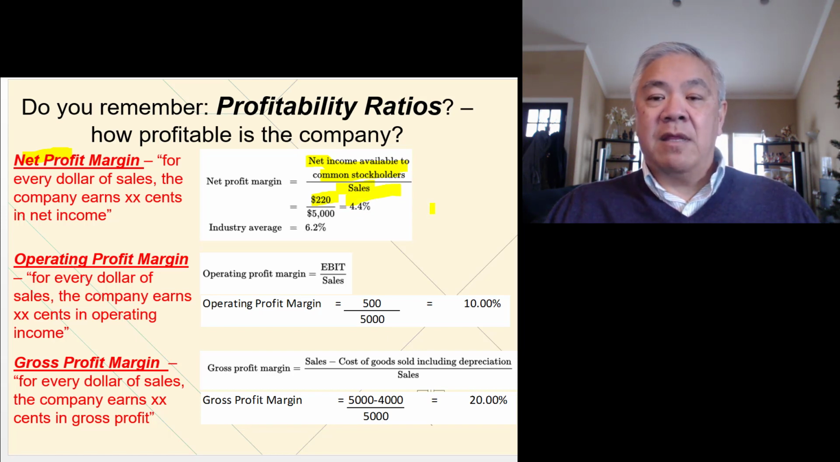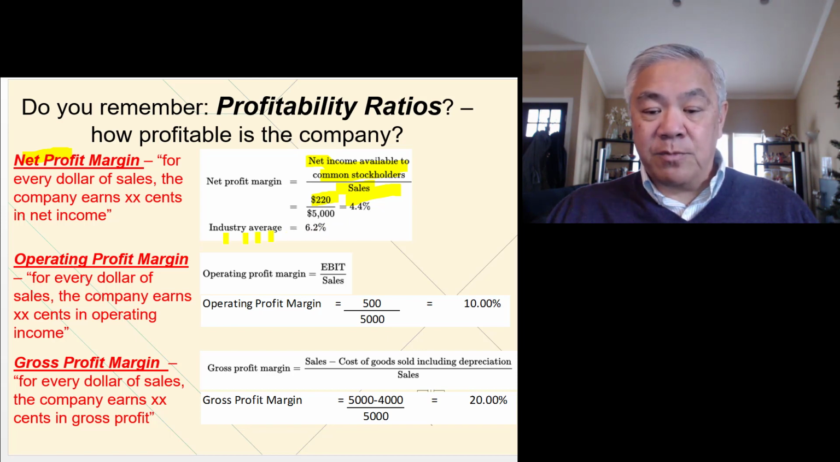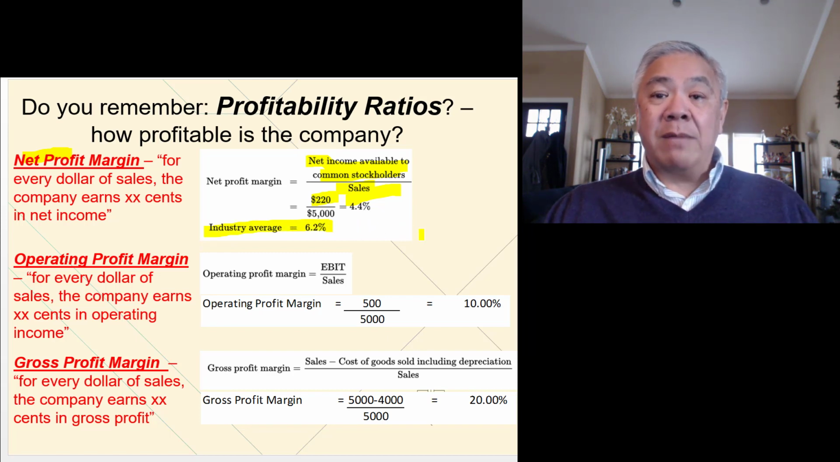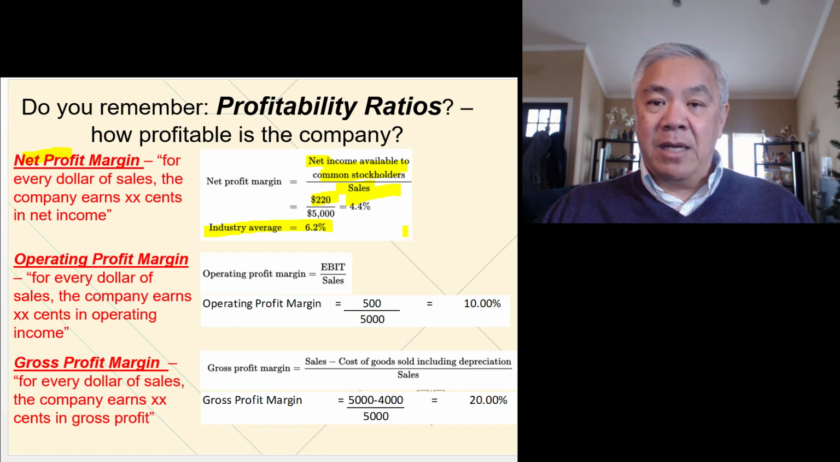For MicroDrive, their ratio this year was 4.4%, and interpreting it is for every dollar of sales, MicroDrive makes 4.4 cents. And you need a benchmark, so here the benchmark for the industry is 6.2. Once again, we're quite a bit below. 4.4 compared to 6.2 is about 1/3 less than the industry. They're making money, but not as much as the industry.